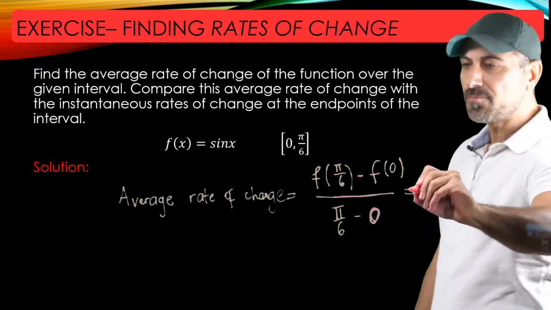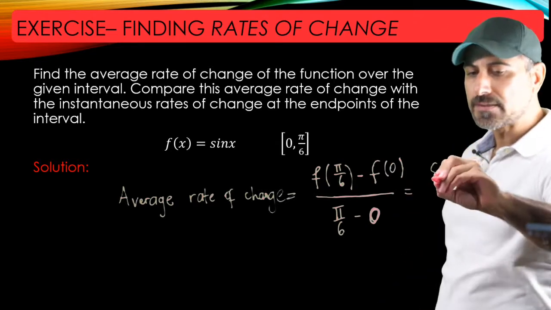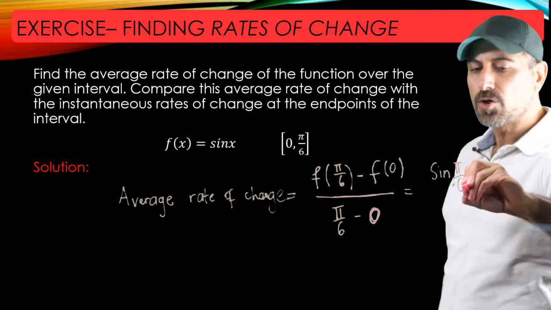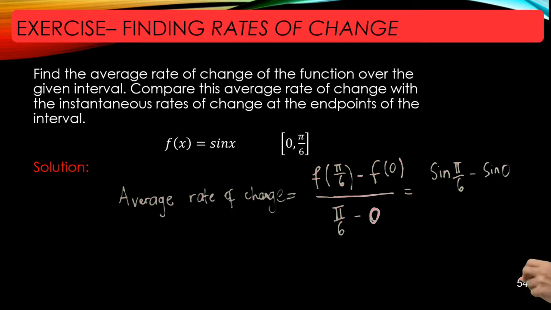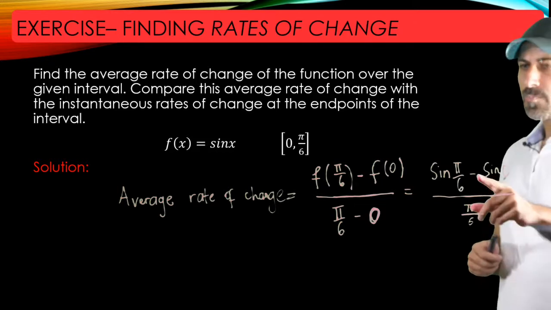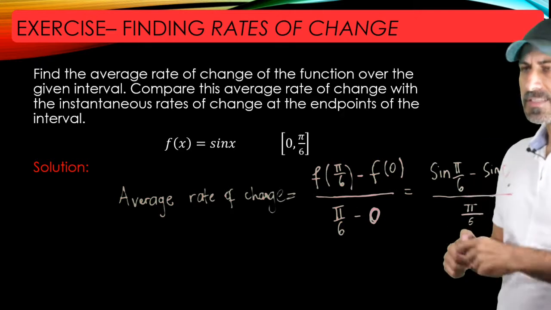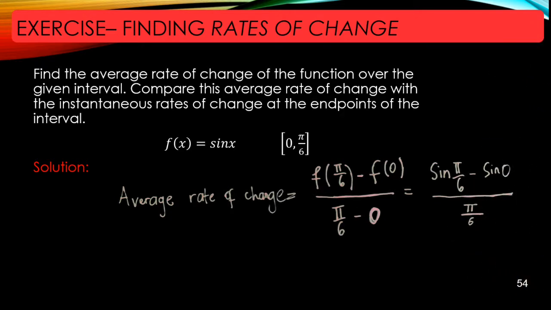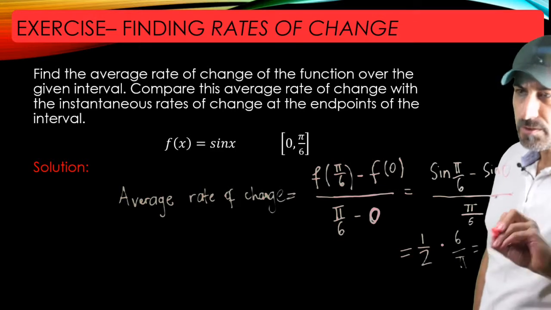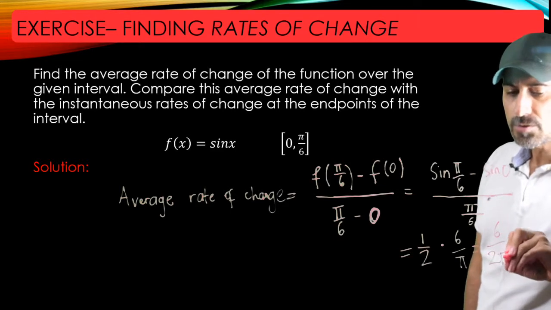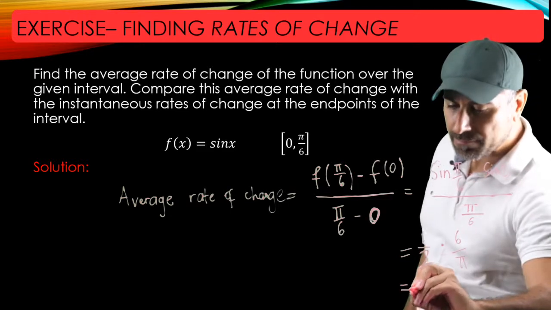So for this one, we have f of pi over 6, that is sine pi over 6 minus sine 0, all divided by pi over 6. All right, you can use a calculator for this kind of calculation. Sine pi over 6 is 1/2 and sine 0 is 0. So the top is simplified as 1/2 and the bottom is pi over 6. So 1/2 over pi over 6, and that's equal to 6 over 2 pi or 3 over pi.